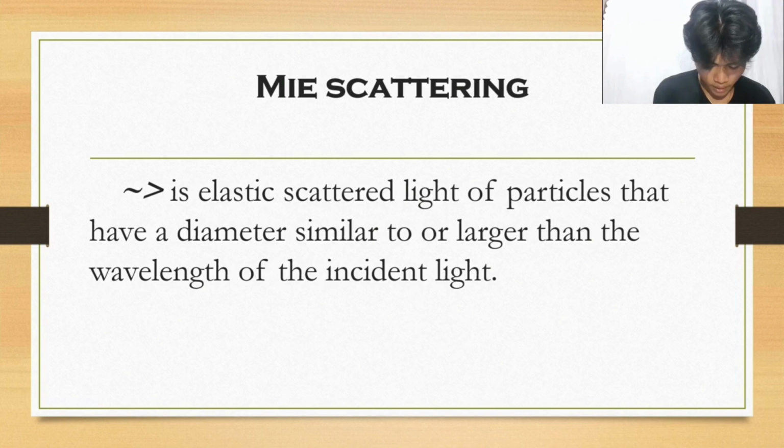Since the wavelength of blue color is smaller than the wavelength of red color, the scattering of blue light by particles in Earth's atmosphere is larger, which is the reason we see the sky as blue.